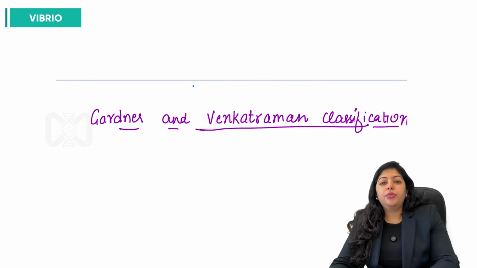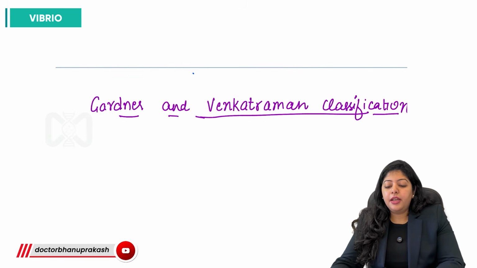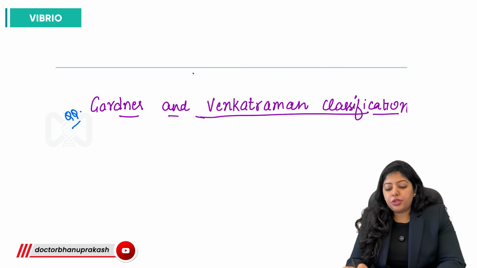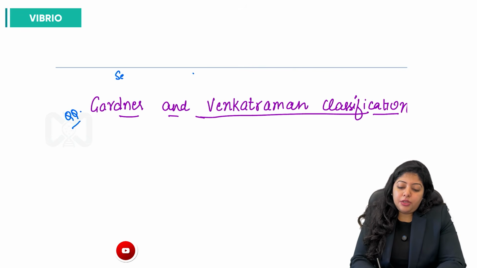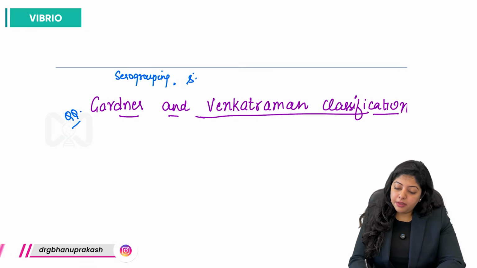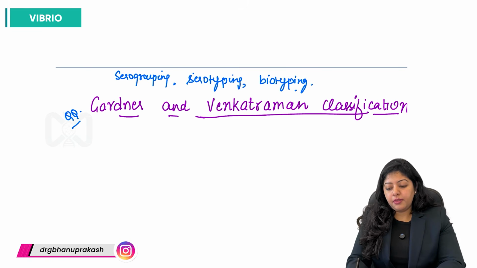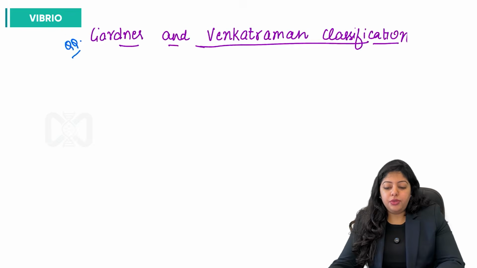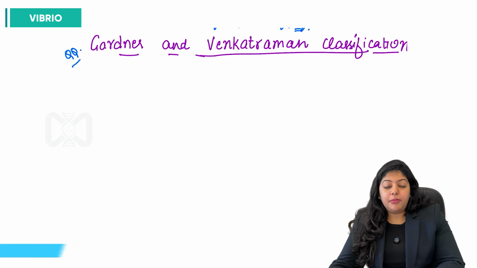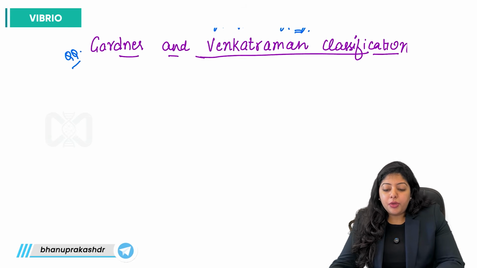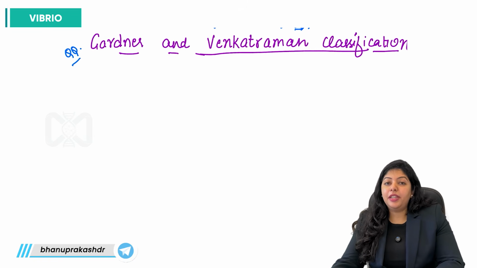Moving ahead to a different classification, that is the Gardner and Venkatraman classification. This classification was based on serogrouping, serotyping, biotyping, etc. And majority of you, even I, got confused how to remember these serogroups, serotypes, biotypes, etc. So I made a very fun mnemonic, and with this mnemonic, it gets very easy.